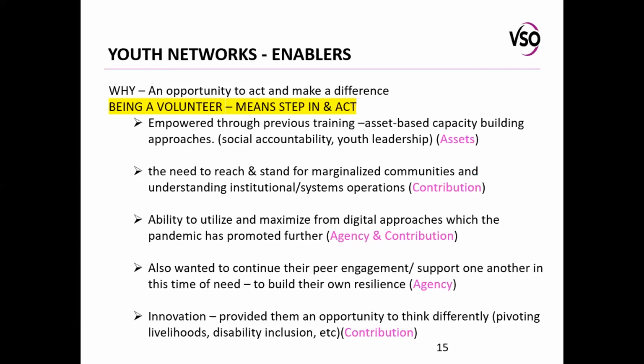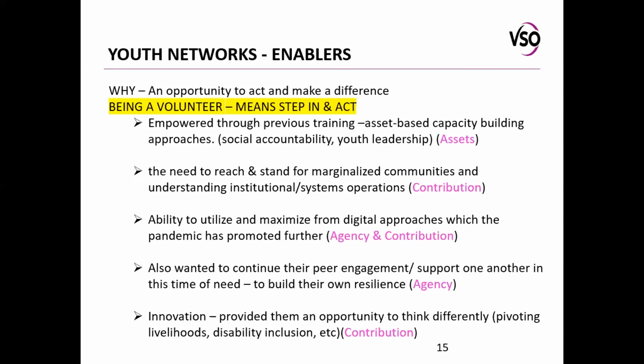They are being empowered through different trainings that we have provided them, because VSO follows the PYD, the Positive Youth Development Framework, and we also follow the asset-based capacity building approach. We had trained them around social accountability, social inclusion, advocacy, and also around livelihood skills, soft skills, networking, and so on. That really helped them, and they cited that as supporting them to use during this opportunity. And also they felt that they could contribute to the circumstances.